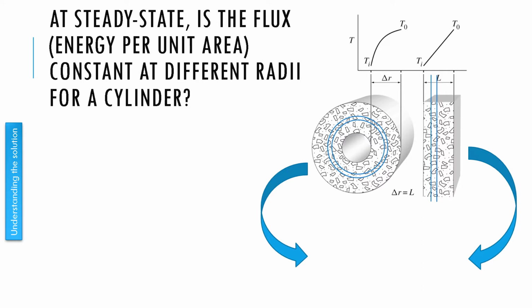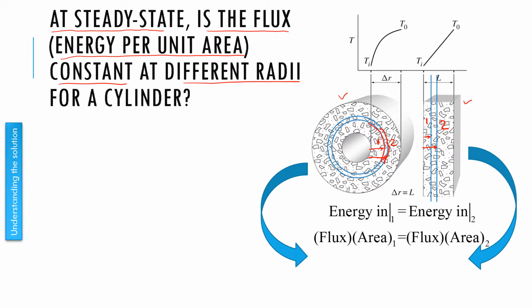So we continue our quest for understanding the solution in the radial system by comparing or contrasting with the solution that we derived earlier for a slab. And the question we want to ask is, at steady state, is the flux or energy per unit area constant at different radii? Okay, so in both cases, for the slab and cylinder, let's consider two different radii in this case, and here it's two different locations, 1 and 2. So here the slab has the same thickness as the cylinder.